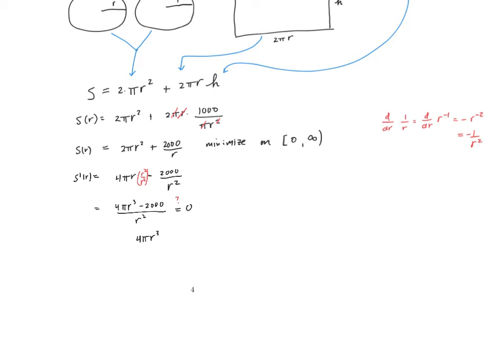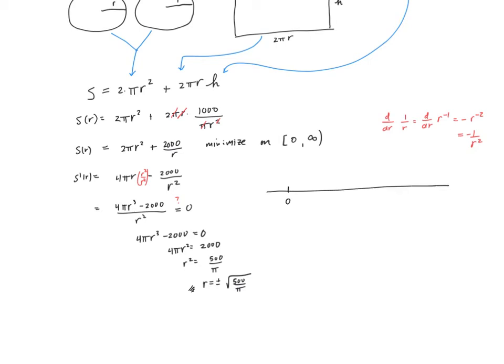So 4 pi r cubed minus 2,000 is equal to 0, which implies 4 pi r cubed is 2,000. So r squared would be 500 over pi. So we would have r is equal to plus or minus the square root of 500 over pi. And that gives us a single critical point to worry about.